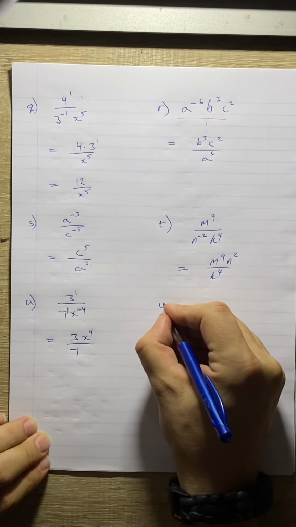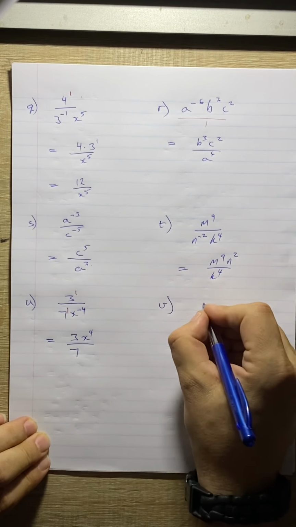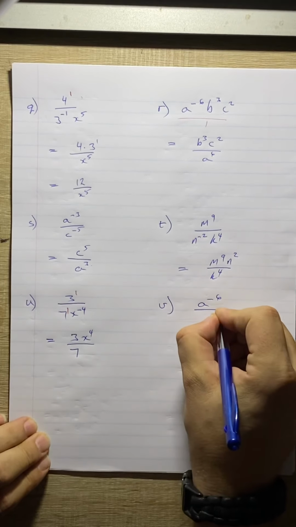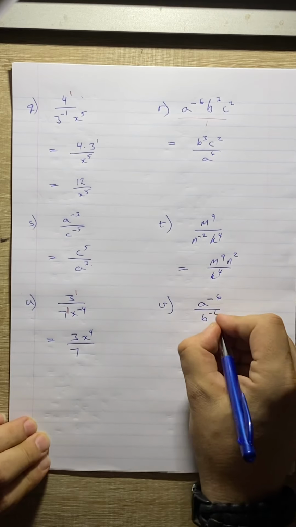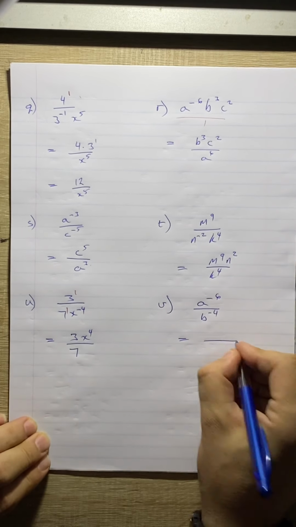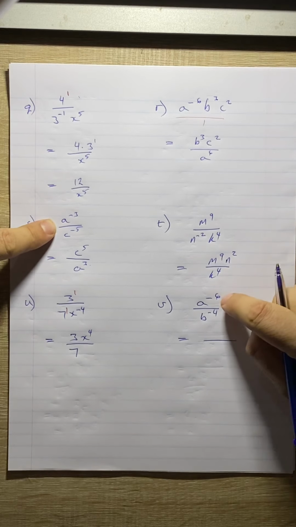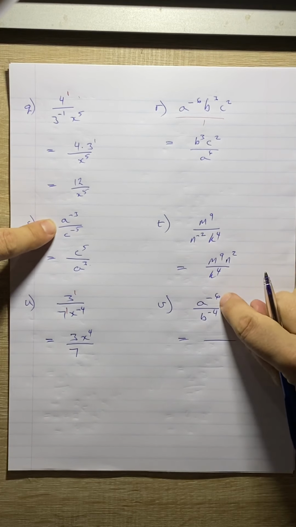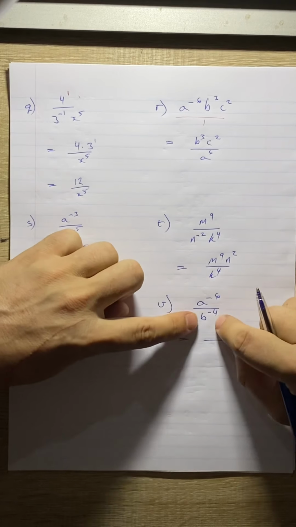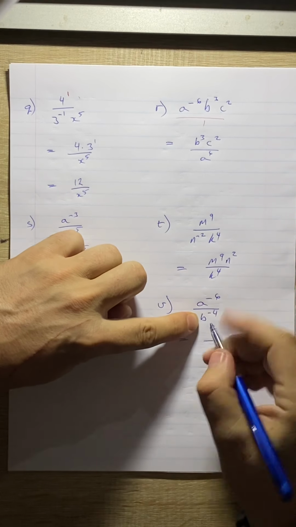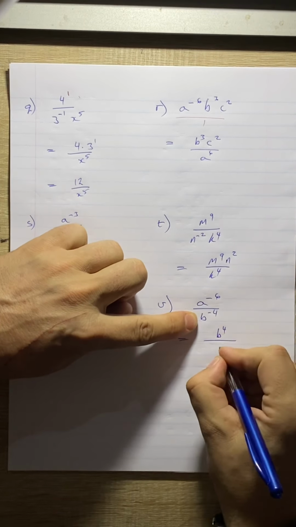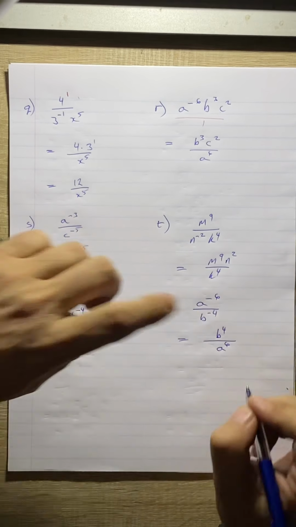Okay, question V. We've got a to the minus 6 over b to the minus 4. All right. So again, it's going to be very similar to this question over here. I'm just going to do a double swap. He's at the top, but he wants to be at the bottom. He's at the bottom, but he wants to be up at the top. So this becomes b to the 4, a to the 6. All right.